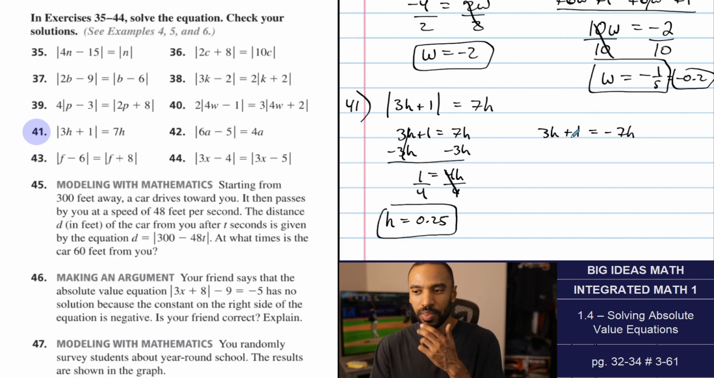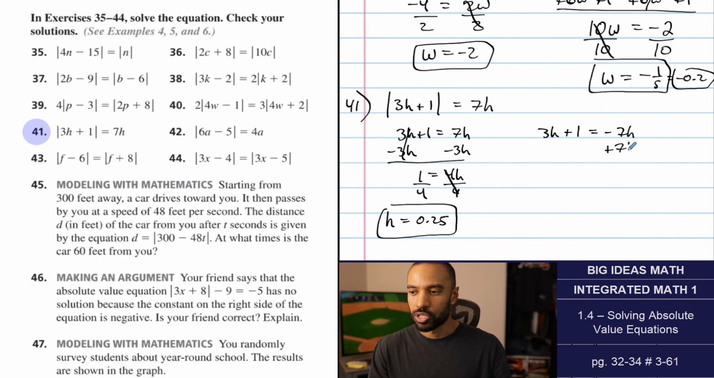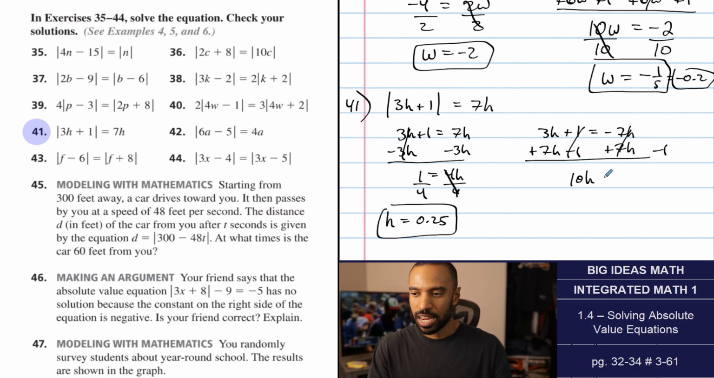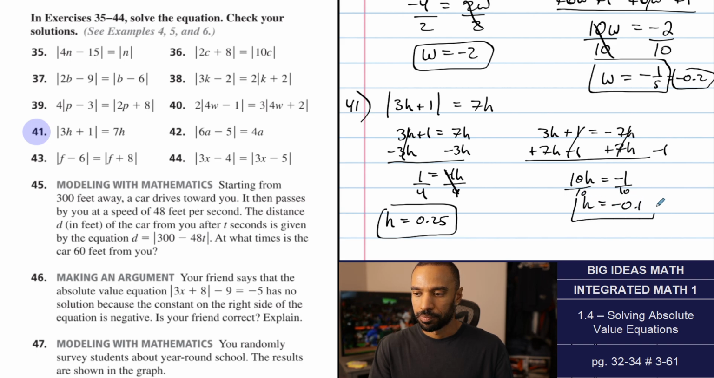Cool answer, right? Right here, I'd rather personally add 7h to both sides in terms of keeping my variable term positive. That means I got to subtract 1. 0 minus 1 is negative 1. We have 10h equals negative 1. Divide, you get h is negative 1/10. Divide by 10, divide by 10, which is negative 0.1.